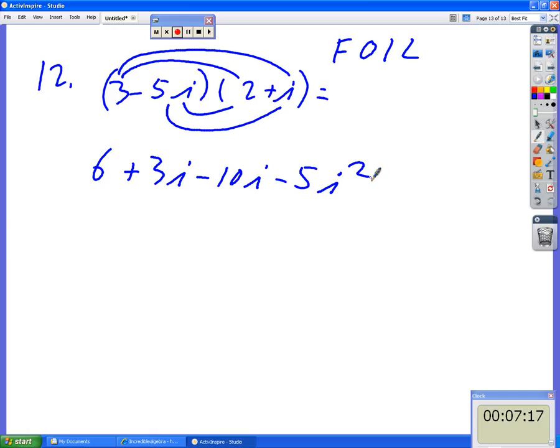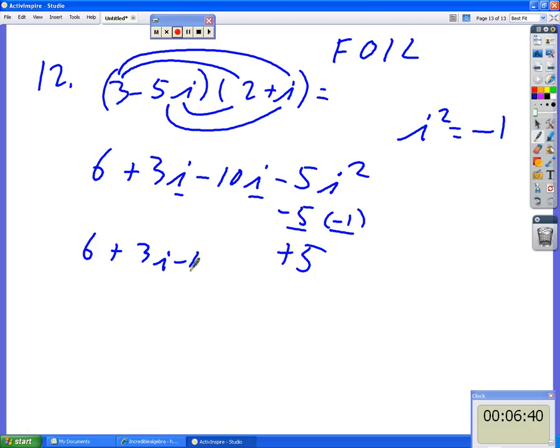Now, before we do anything else, we don't want anything that has i squared or bigger. We can keep the i's, these, but we can't keep i squared or bigger. And what we need to realize is that i squared is always equal to a negative 1. I'm going to take this negative 5i squared, take the i squared out, and put a negative 1 in there. And a negative 1 times a negative 5 is a positive 5. And the rest of the problem hasn't changed. It's 6 plus 3i minus 10i plus 5.